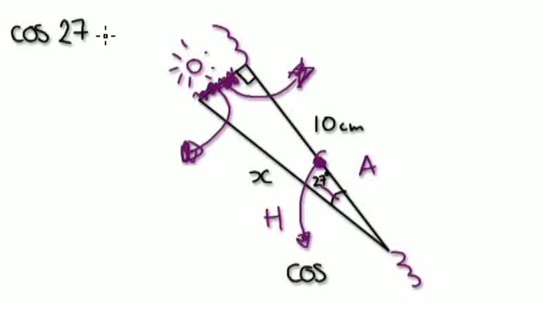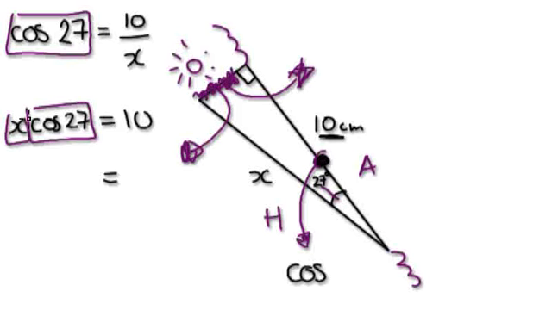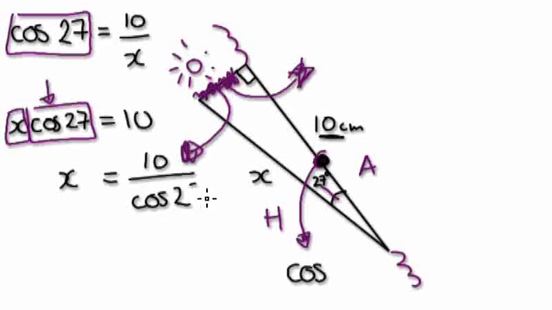So cos 27 equals, well, the adjacent here, which is 10, over x. We want to know what x is. Okay, remember that this is just a number. So now times both sides by x to get x on its own. So x cos 27 equals 10. So now this is just a number. So divide both sides by cos 27. So x will be on its own here. So 10 over cos 27.